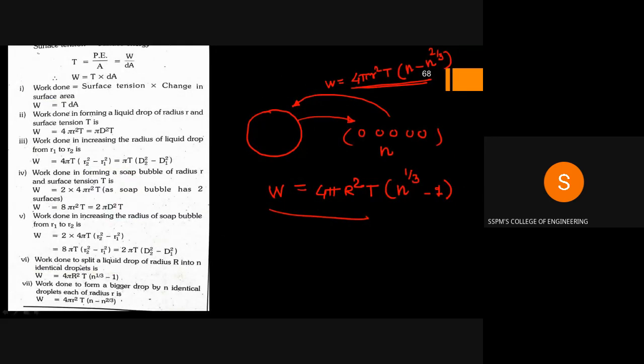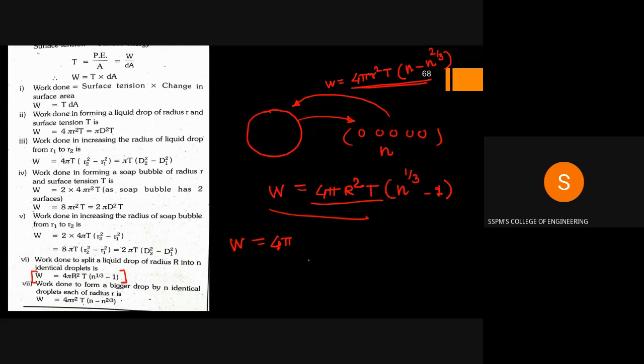So work done to split a liquid drop of radius r into n identical droplets. Here you can see the number of drops n, so here n is equal to 8 in our problem. You have to remember this formula: W is equal to 4 pi r square T into n raised to 1 by 3 minus 1.